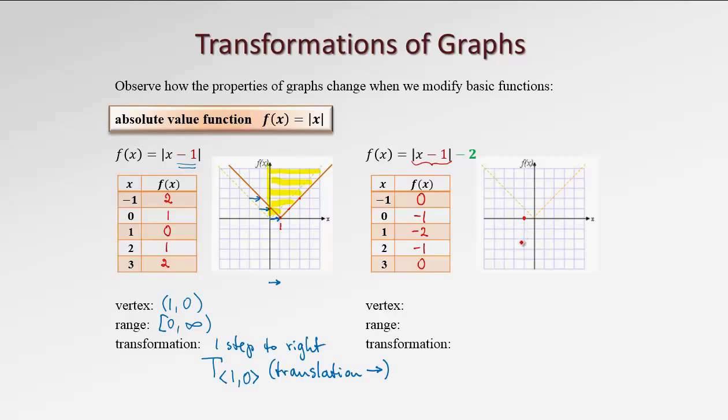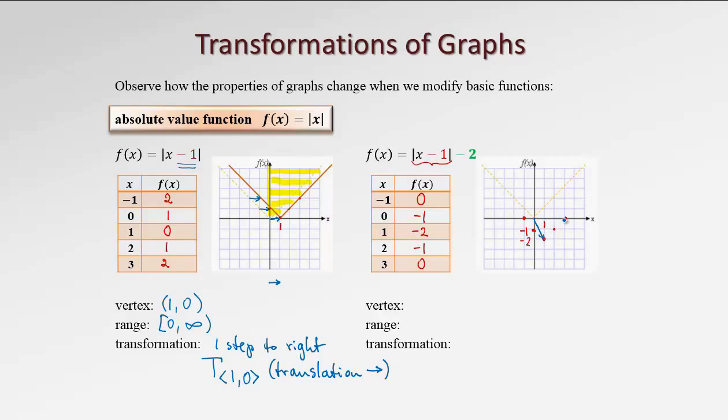Negative 1, 0 somewhere here, 0, negative 1 over there, 1, negative 2 over here, 2, negative 1 here, and 3, 0 over there. As we see, this bending point, this vertex, is at 1 and negative 2. So we predict that the shape will be the same as the original V, except that it's moved by the vector that describes the movement 1 to the right and 2 steps down. So the vertex is moved by the vector 1, negative 2.